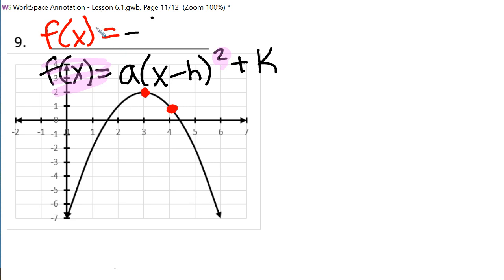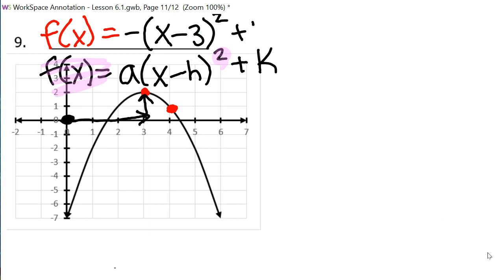Now, inside the parentheses, from the origin, our vertex moved to the right how many? 3. So how do I show it moved to the right 3? X minus 3. It has to have the opposite sign. It's going to the right, so it has a minus 3. And don't forget, it has to be squared to make it a parabola. And plus 2: after it moved right 3, it went up 2, so we need the plus 2 at the back.